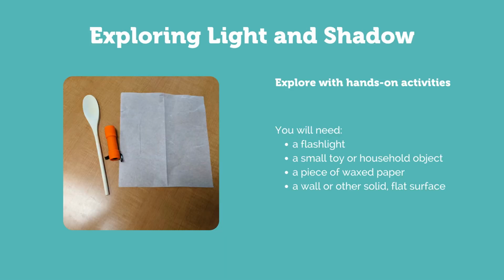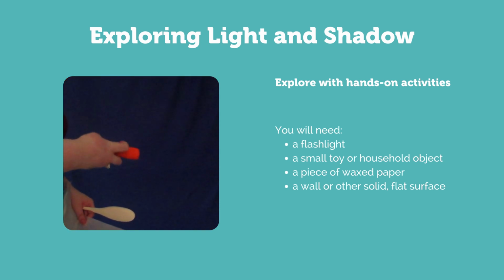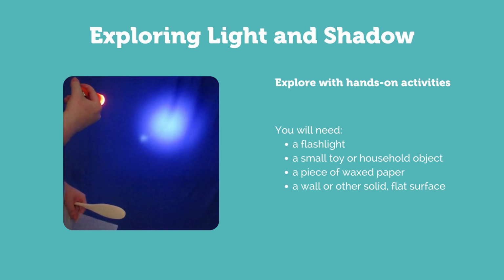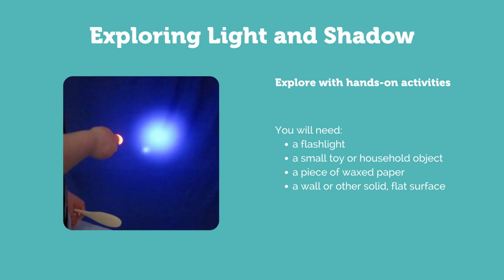Now we're going to try a simple activity. Here is what you will need: a flashlight, a small toy, waxed paper, and a wall or another solid flat surface. Turn off all of the lights. Now turn your flashlight on. See it on the wall? Where do you think the light is coming from?